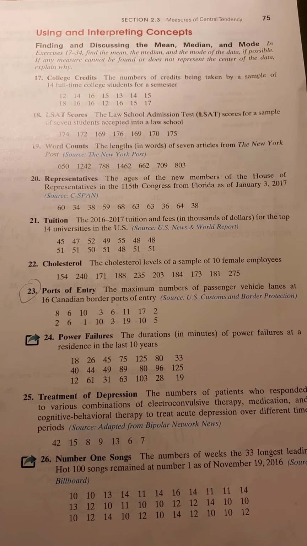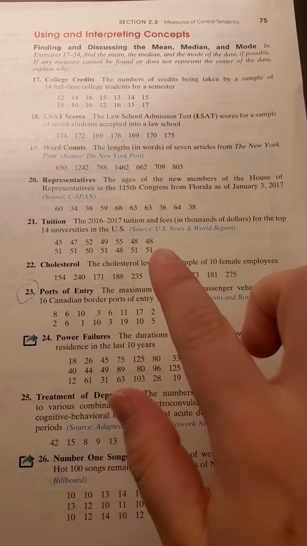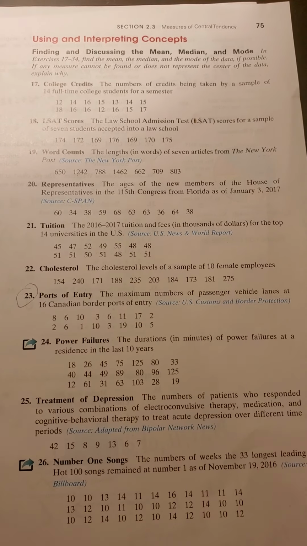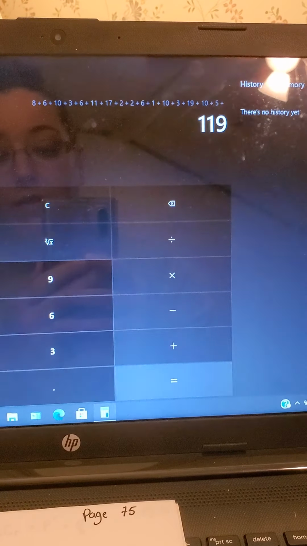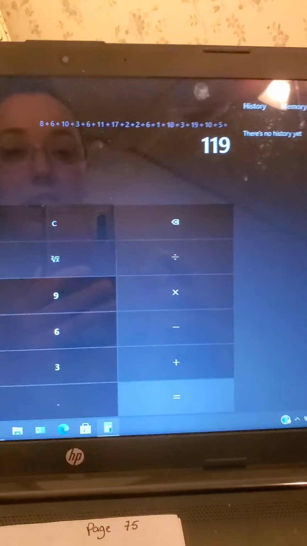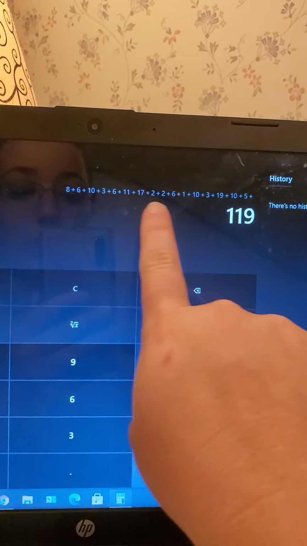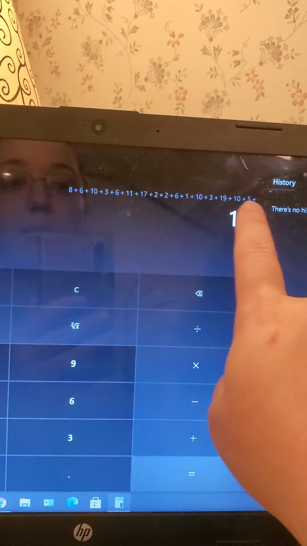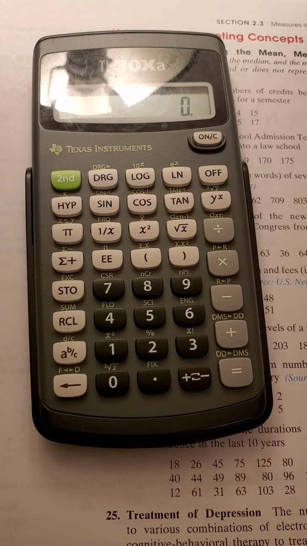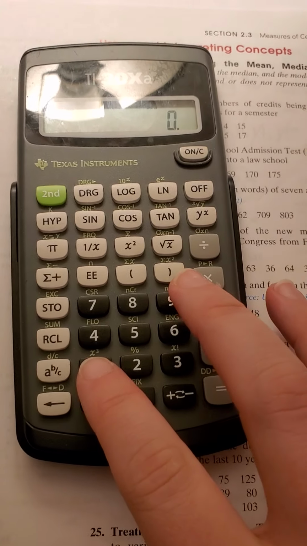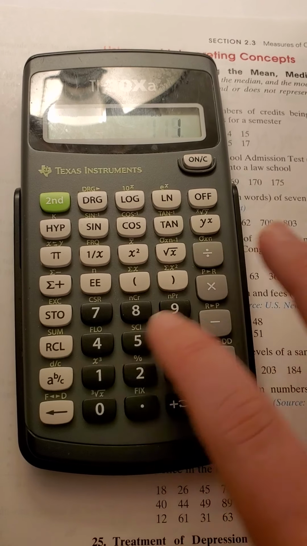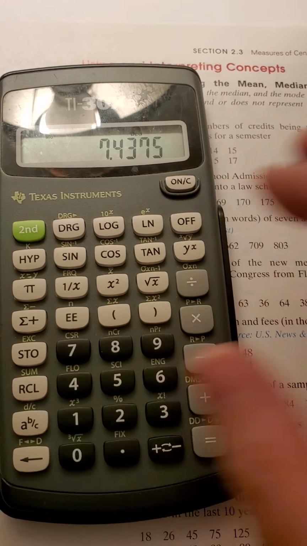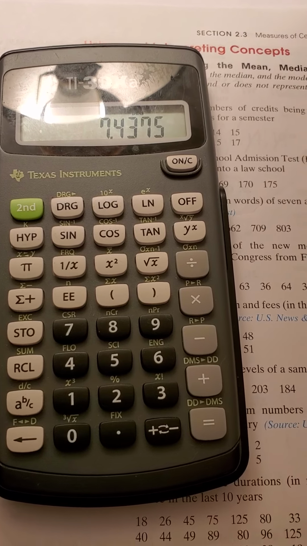For question 23, we're going to be finding the mean, median, and mode, and this is the number set that we are using. For the mean, we're going to add the whole set together and divide by the number that is in the set. As you can tell, I have added each one of these to keep the time down. We come up with 119. There are 16 numbers in the whole set, so we're going to do 119 divided by 16, which is going to give you 7.4375, and that is the mean.